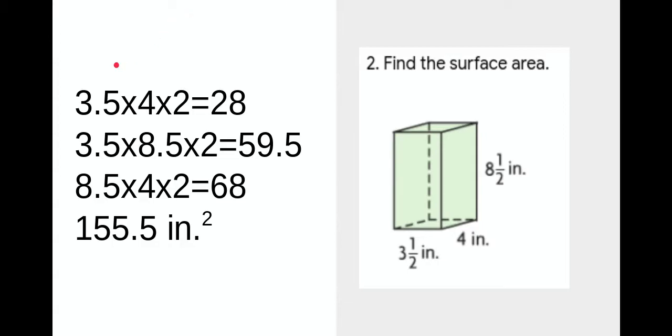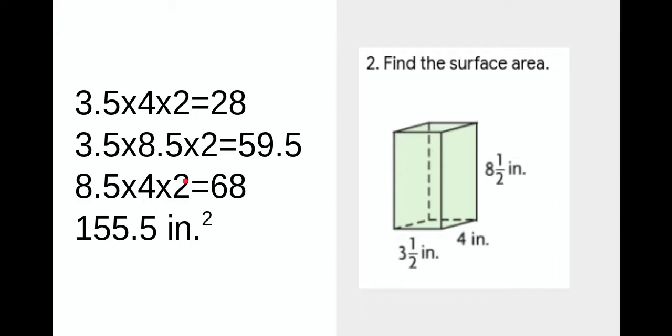So I didn't use the formula, but I basically did the formula. This was kind of like the man, the woman, and the dog, or like making all the combinations. So we have 3.5 times 4, we have 3.5 times 8.5, and then we have 8.5 times 4. And then remember, each one of those combinations needs to be doubled because you have 6 sides to a rectangular prism. So this represents 2 sides. This is another 2 sides, and this 2 represents another 2 sides.